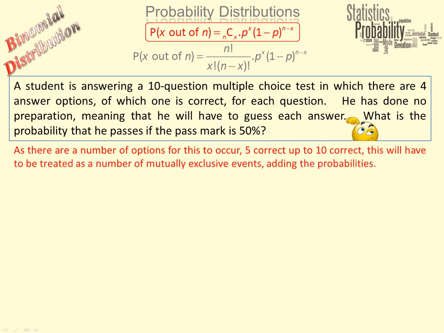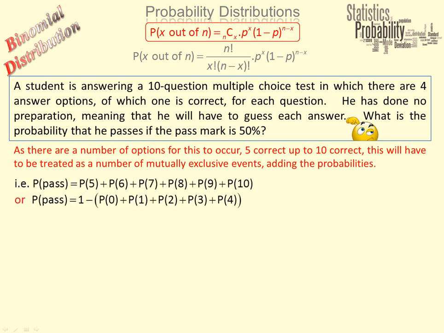So up to 5 correct. So we'd have to work it out as none correct, 1 correct, 2 correct, 3 correct, up to 5 correct. Or 1 minus probability of, so there we are. Probability of 5 correct, probability of 6, all the way up to probability of 10 correct. We'd have to work it that way. Or we could do 1 minus probability of less than 5 correct. Slightly shorter, 1 calculation less.